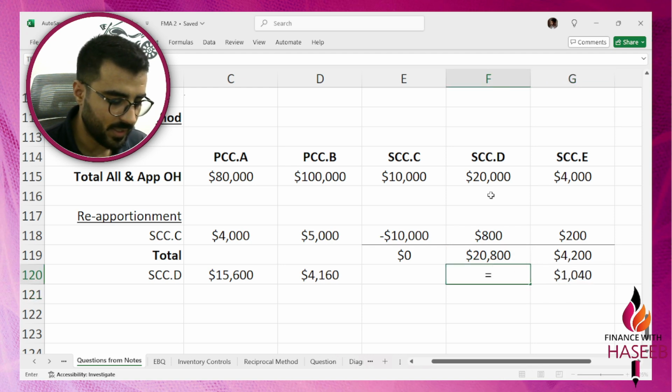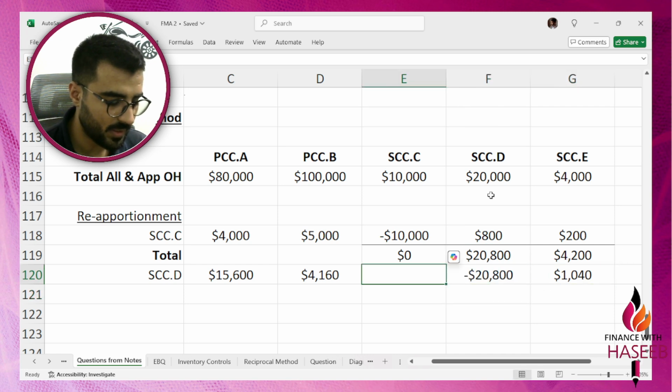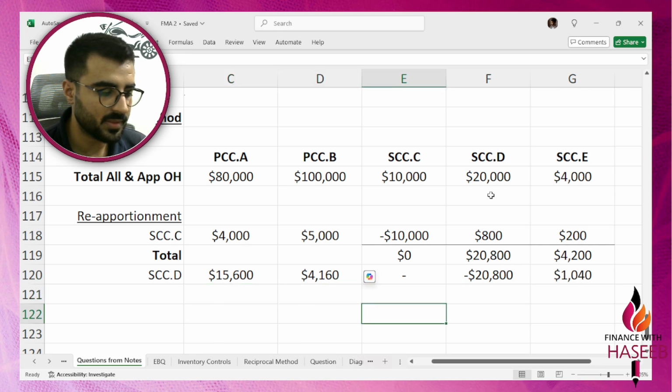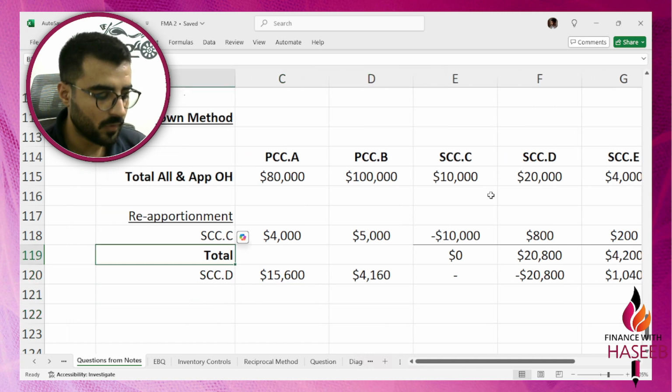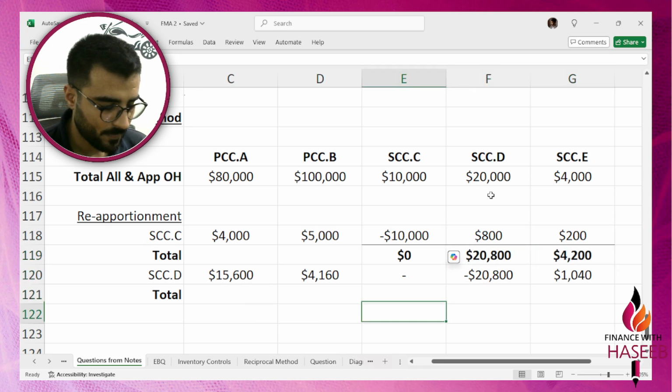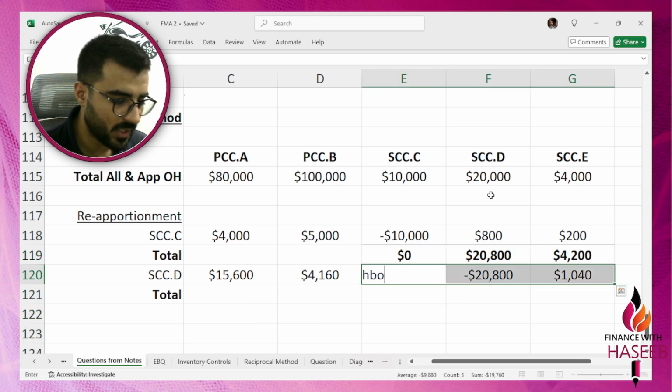We can write negative here. And no share has been given here. So we have shared out the service cost center D's overhead. Now we will do what? We will do the total. So let's calculate the total again.